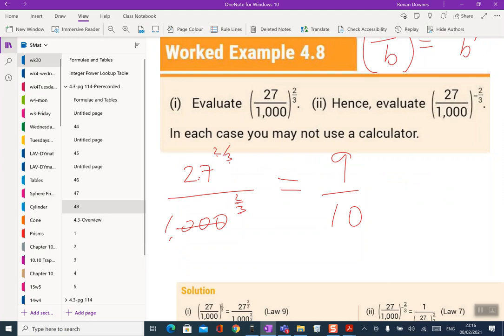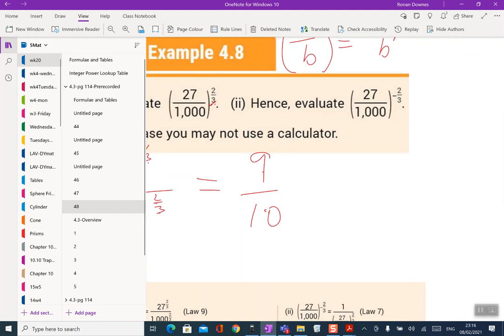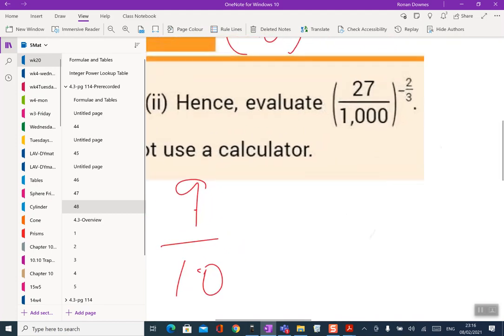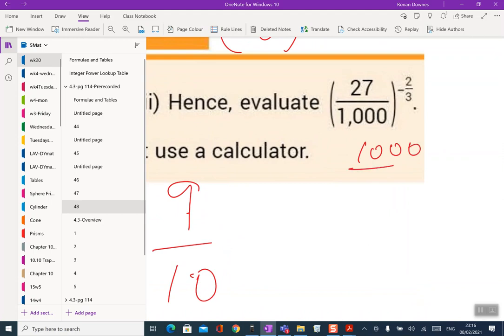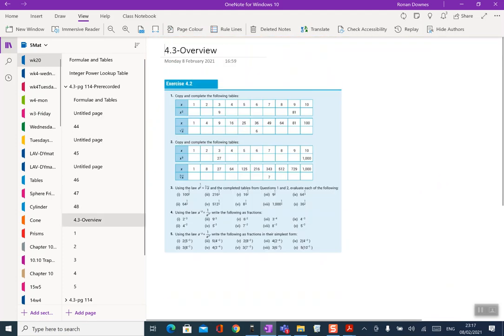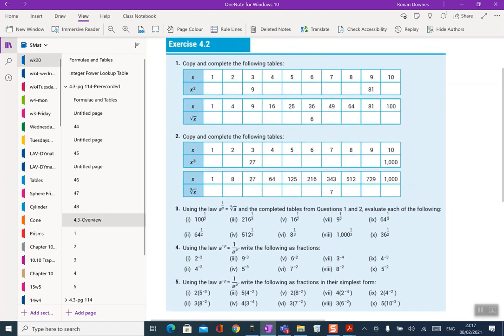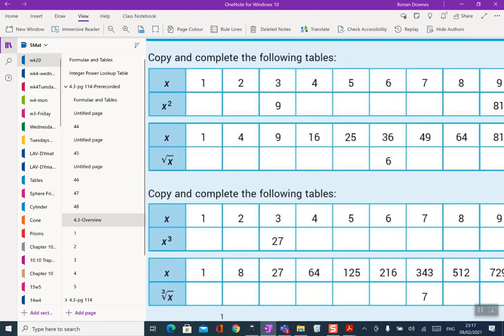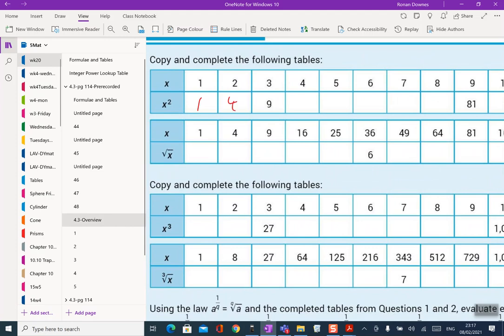So 27 went back one place to 9, one step in the powering sequence, and 1,000 went back one place to 100. And here, you just have to flip this upside down and turn that into 2/3, bring him back one step, and bring him back one step. He goes to 100, and that one goes to 9, and that's the answer. Okay, 1/4.